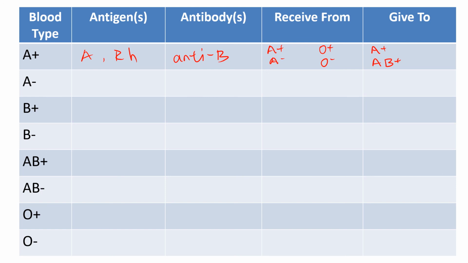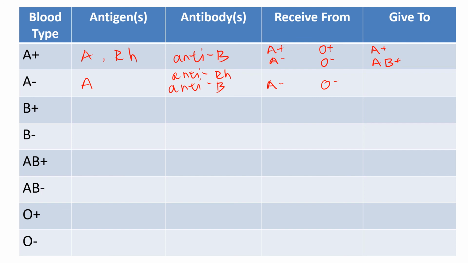Let's talk about the next one, A negative. The only antigen this person carries is the A antigen, but this person has two things foreign to them, the Rh factor and that B antigen. So two antibodies here that they would carry or potentially form. The A negative person can only receive blood from the A negative blood and from O negative blood. Why can this person not get blood from A positive? It's because this person would form anti-Rh antibodies against that positive blood.